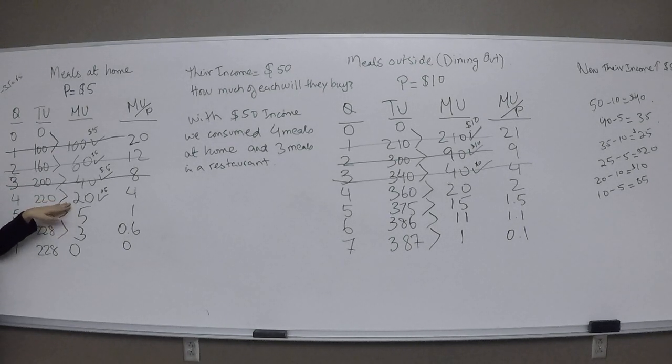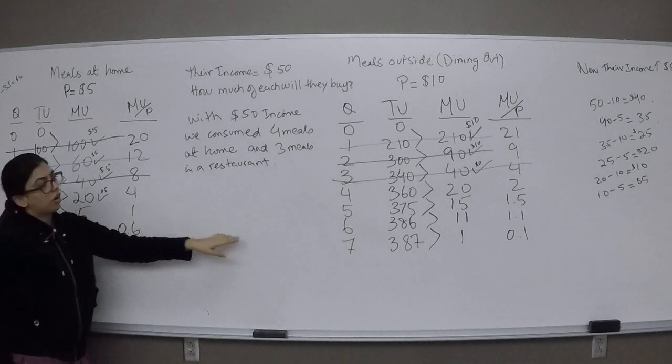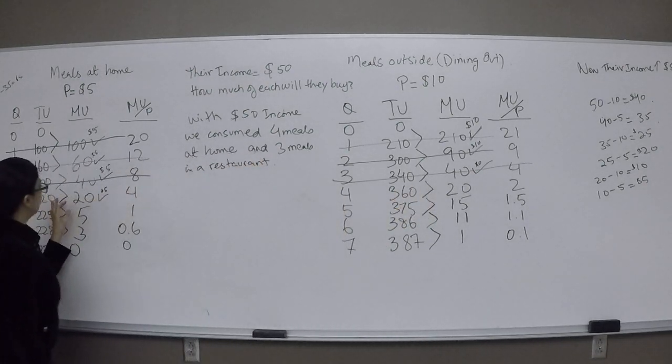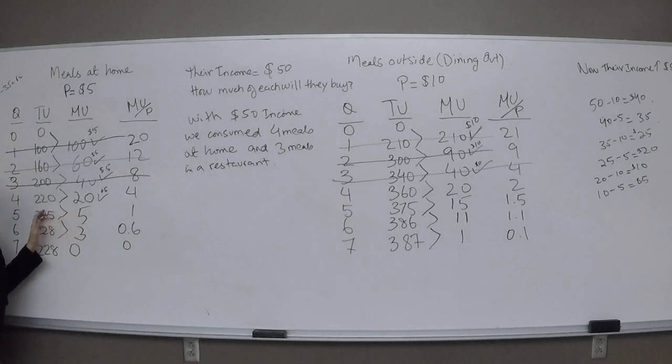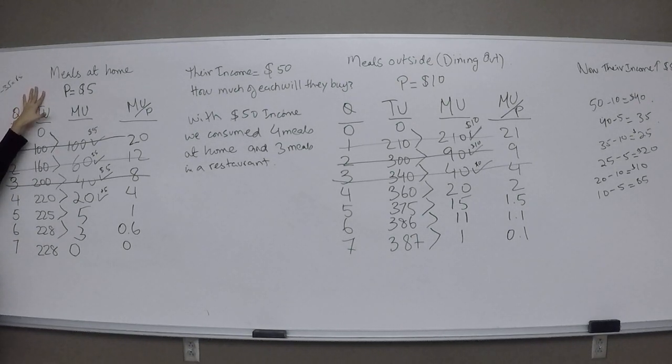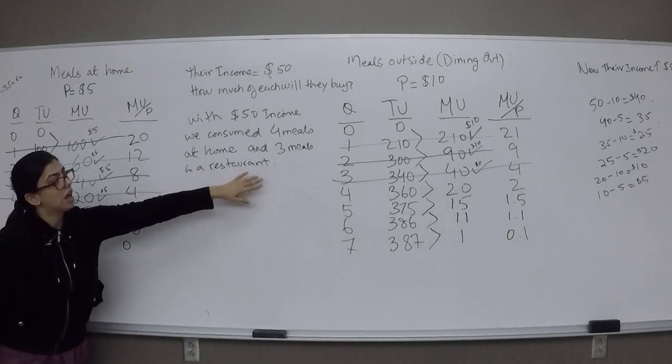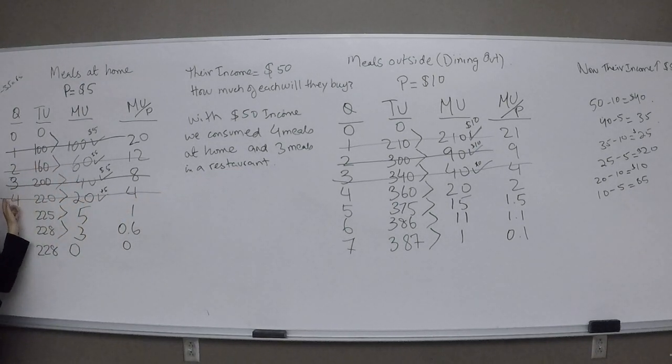Your next meal at home is 20 noodles, and outside is also 20 noodles. So which one are you gonna consume? You only have $5 left. At home costs you $5, right? So you can only afford this one. And that's your total income spent. So 3 meals outside and 4 meals consumed at home.